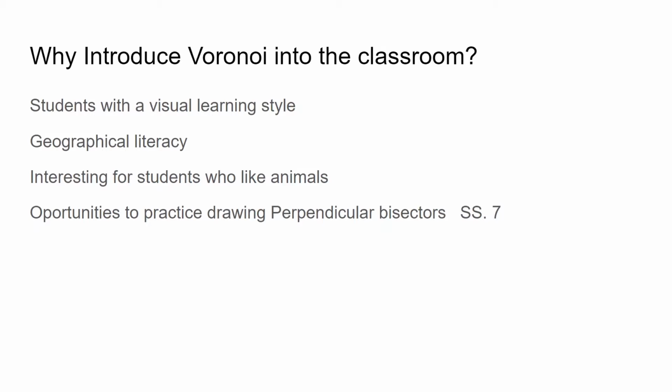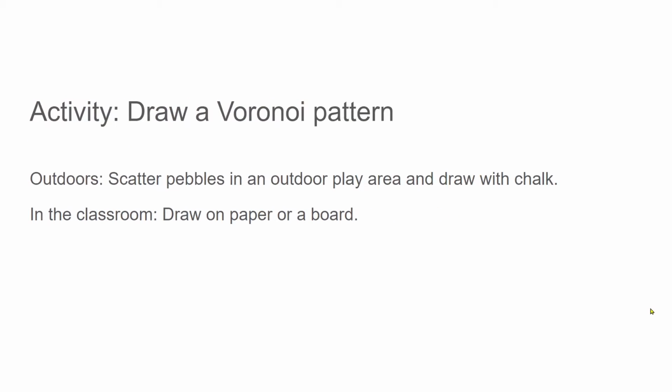We should introduce Voronoi patterns in the classroom for students who prefer a visual learning style, children that are very interested in animals, such as bees, like my son Isaiah, and they can even help with geographical literacy. I'd start by drawing Voronoi patterns either outdoors by scattering pebbles, which would represent the seeds, or in the classroom on a piece of paper.